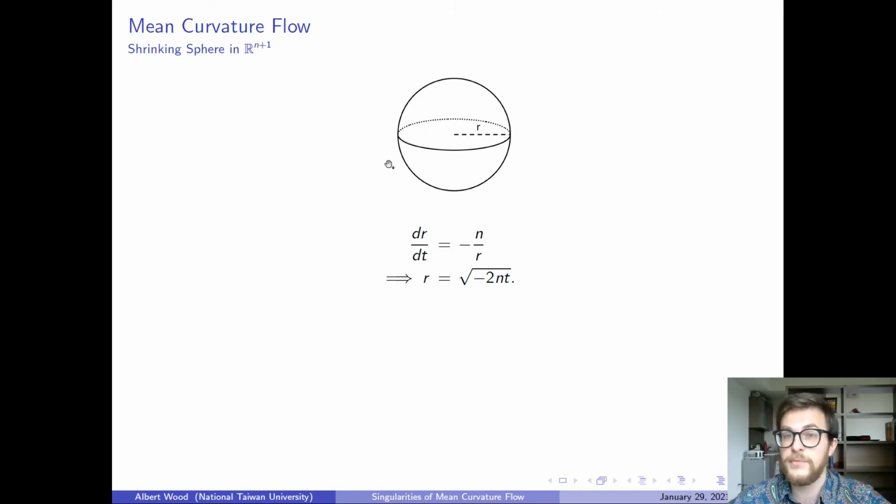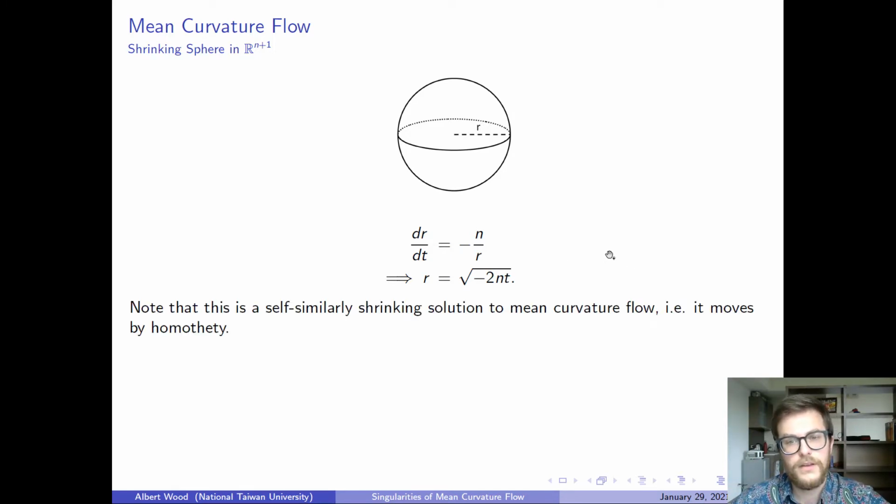In this case, the symmetry of the situation also means that the equation reduces to just an equation in the radius, which if you calculate the mean curvature turns out to be dr/dt equals minus n over r. And then this is solved quite easily as r equals root of minus 2nt, picking the initial condition that the radius is 0 at time 0. Okay, note this is a self-similarly shrinking solution to mean curvature flow. In other words, it moves by homothety or scaling.